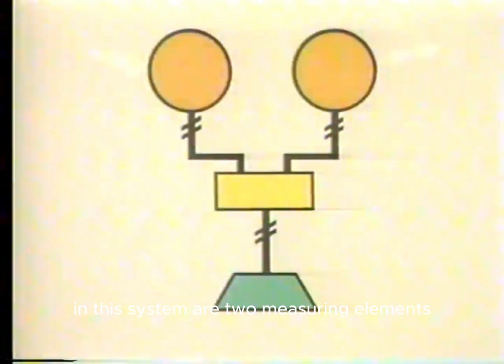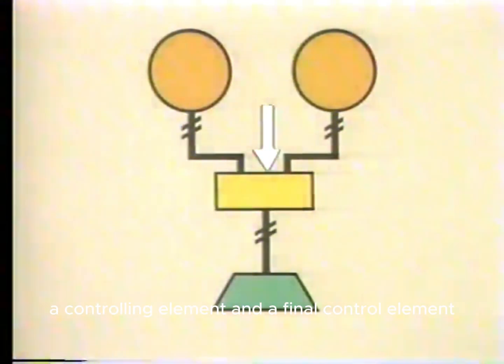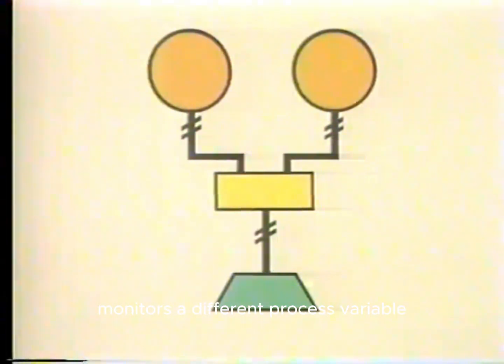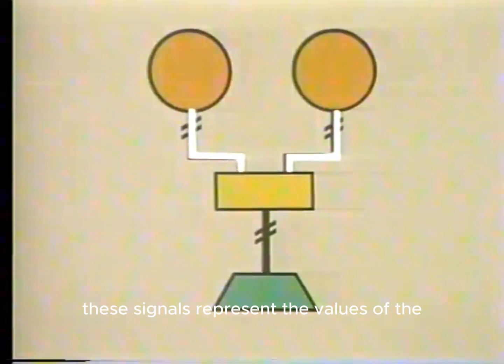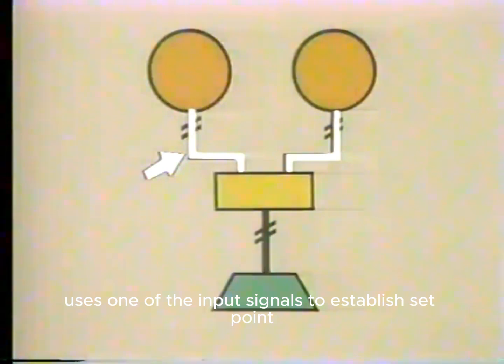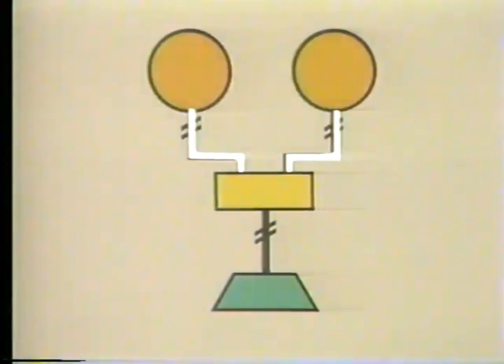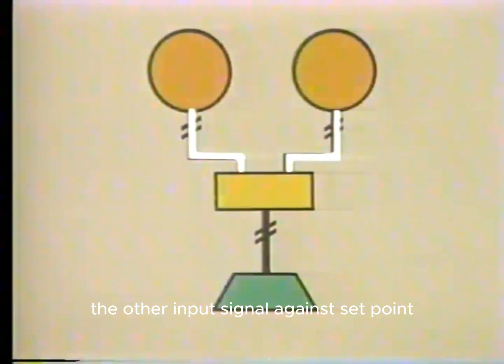In this system are two measuring elements, a controlling element and a final control element. Each of the measuring elements monitors a different process variable, and each provides a separate input signal to the controlling element. These signals represent the values of the monitored variables. In a ratio control system, the controller uses one of the input signals to establish set point. The ratio controller compares the other input signal against set point.